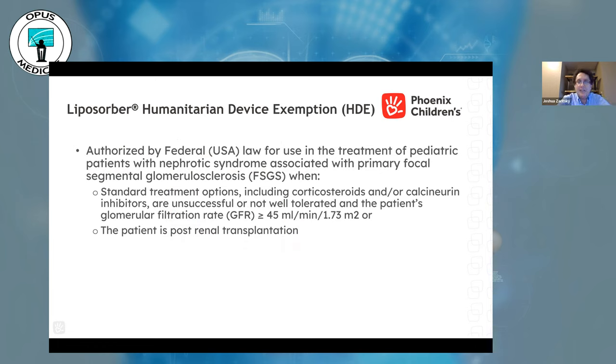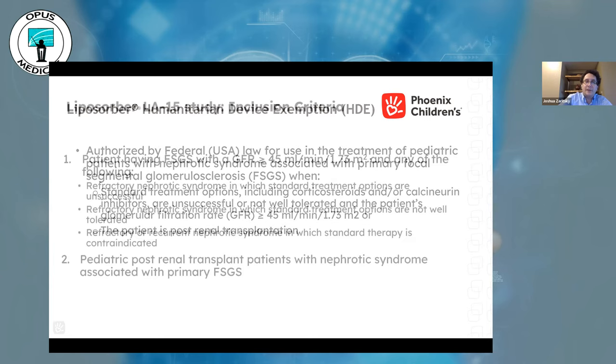The machine carries a humanitarian device exemption. What does that mean? It's authorized to treat both adult and pediatric patients with these criteria here. And I'll go into it a little bit more: patients who basically are at the end of the line, you've tried everything else, and that's pre-transplant, or any patient who has FSGS recurrence post-transplant.